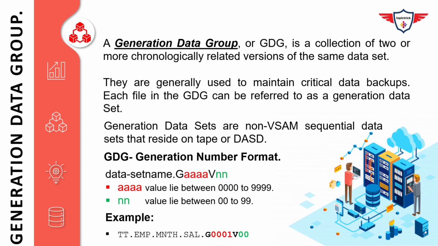So here's an example of a generation dataset name. If you see, you have tt.employee.monthly.salary followed by an absolute number, then you have a version number.